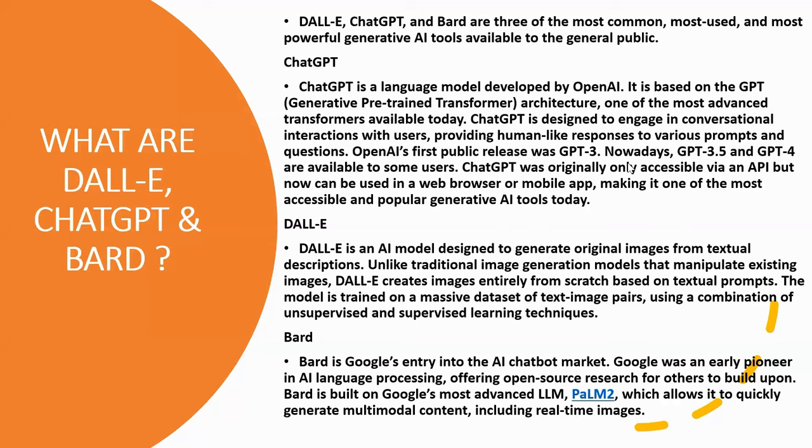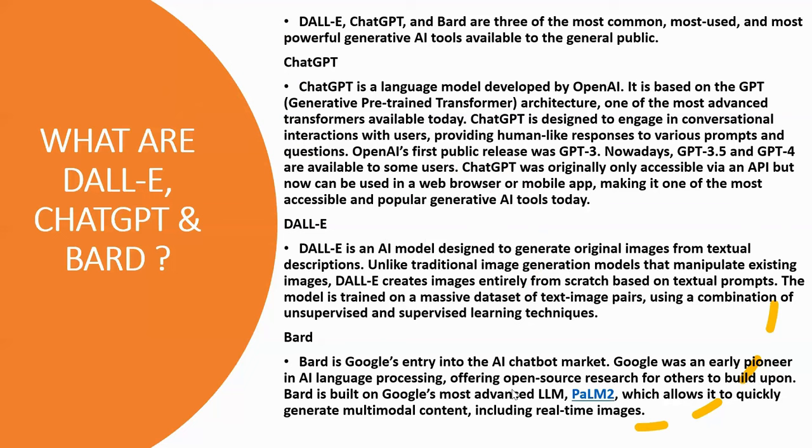So DALL-E: just now, ChatGPT is text to text. That means the user enters text and we get output as text. But with DALL-E, the user enters text, but the output is an image. So that's DALL-E. And Bard is Google's entry into the AI chatbot market. Google was an early pioneer in AI language.